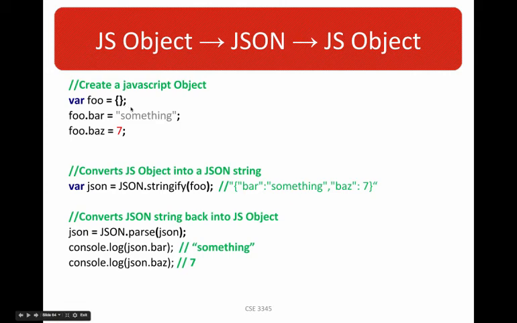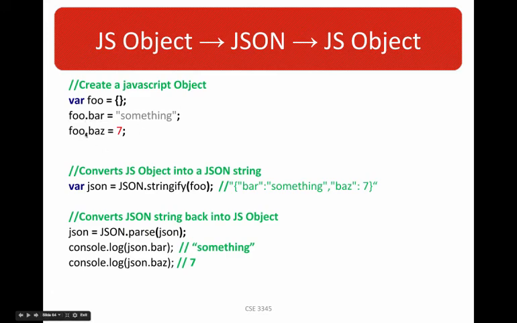Now I have a JavaScript object. Because you can dynamically create things on the fly, remember JavaScript's a weakly typed language. You can just go and do whatever you want. Start creating variables on the fly. I'm going to now say foo.bar equals something. So now I've added a variable to foo called bar, and its value is something.